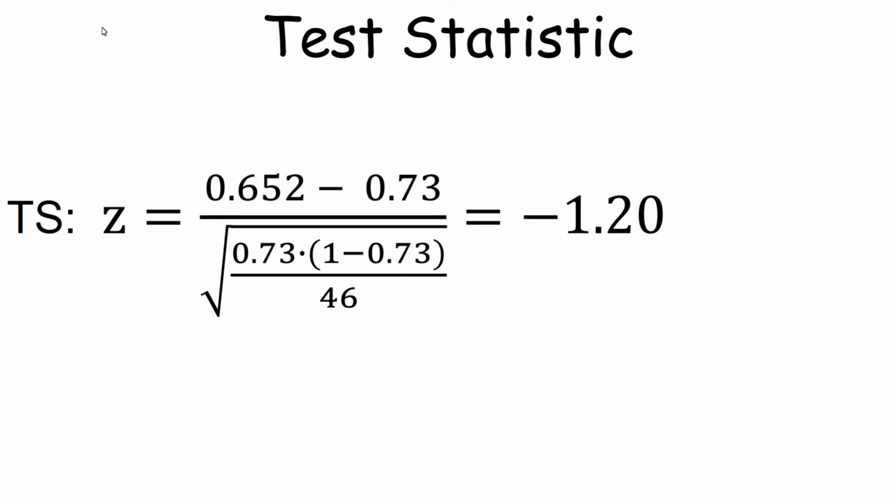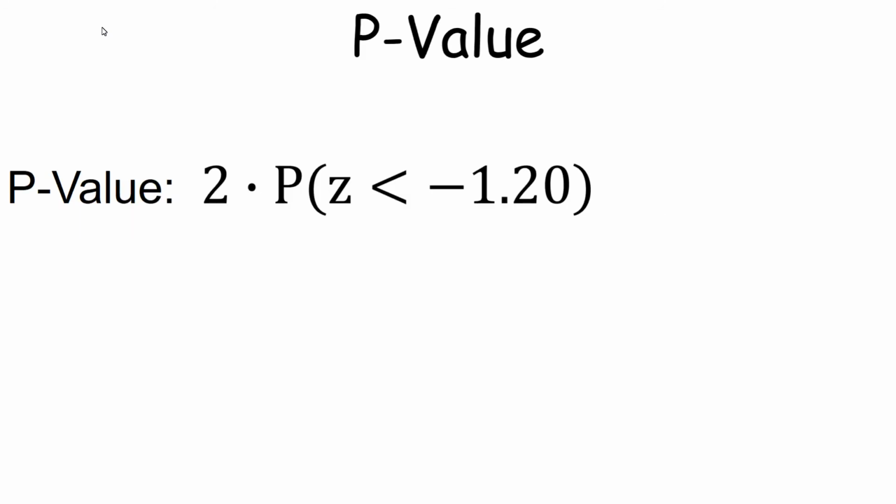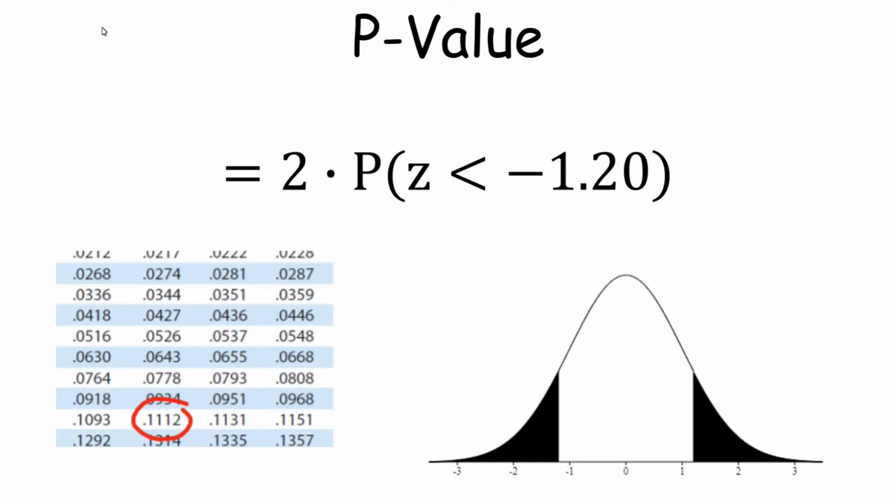Now let's calculate the p-value. We just want to find out, if the null hypothesis is true, what is the probability of finding evidence as extreme or more extreme than what we just found? We can calculate the p-value by looking up negative 1.2 on the standard normal distribution, and then we have to multiply by 2 because we have a two-tailed test, and that gives us a p-value of 0.2301.